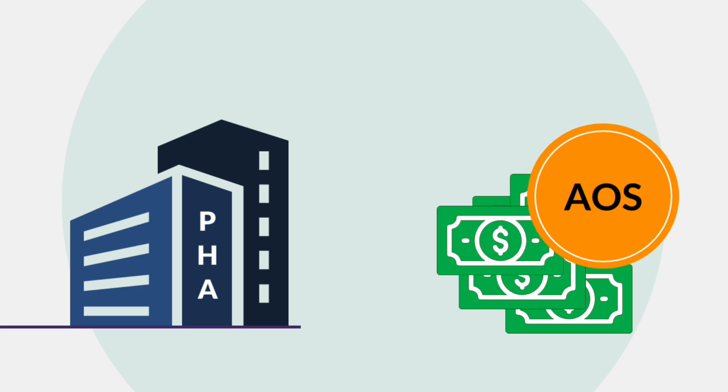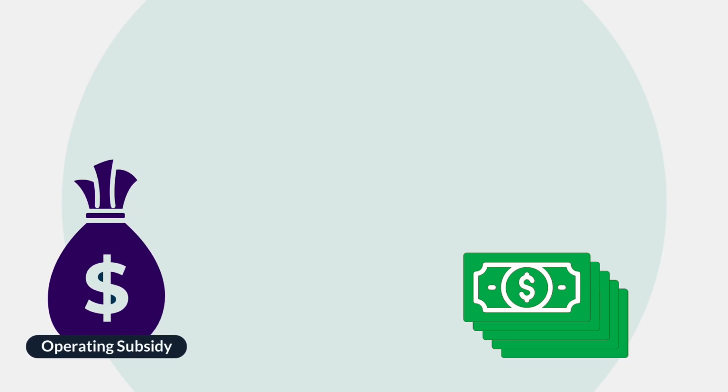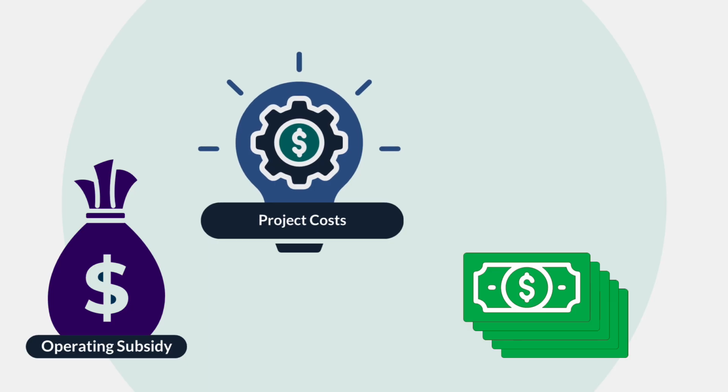In the simplest terms, this means that HUD adds money on top of what your PHA would otherwise receive in operating subsidy, specifically to help your PHA pay for the costs of its energy improvements. To better understand, let's look at some of the rules, regulations, and principles that guide the AOS incentive.